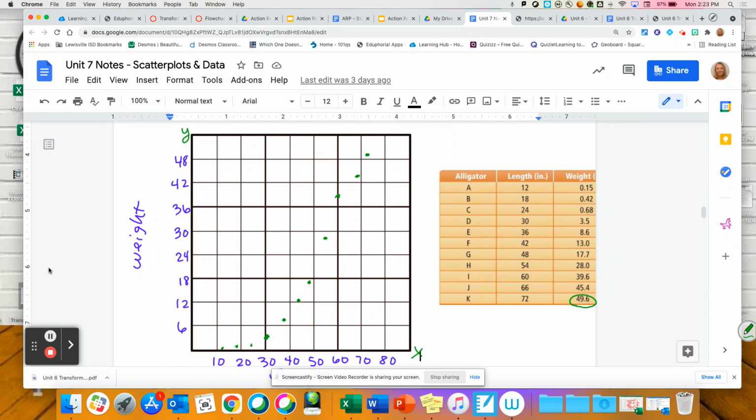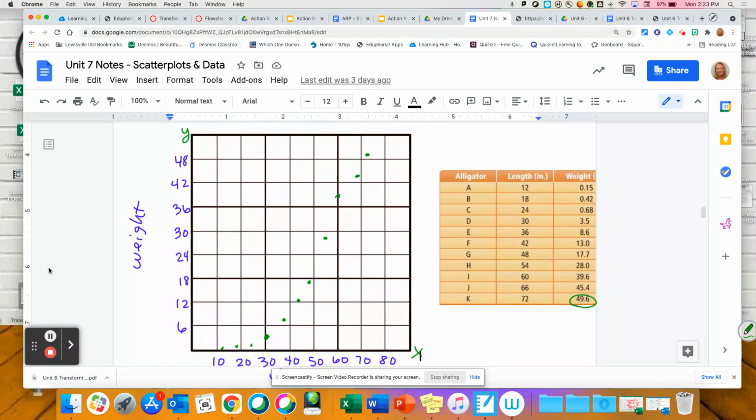And then I plotted each alligator. So alligator A was 12 inches and 0.15 pounds, so less than a quarter of a pound. That's why I have this tiny little dot here at the beginning. So I went ahead and I plotted all of our different alligators. So each one of these green points on my graph is a different alligator.